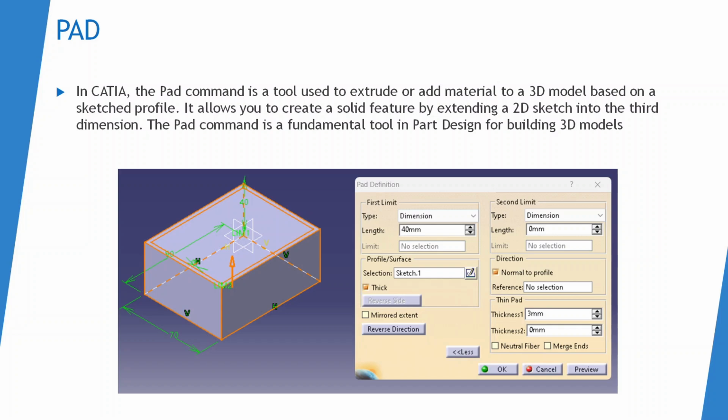Today we learn about how to use PAD in CATIA. The PAD command is a tool used to extrude or add material to a 3D model based on a sketched profile. It allows you to create a solid feature by extending a 2D sketch into the third dimension. The PAD command is a fundamental tool in Part Design for building 3D models.